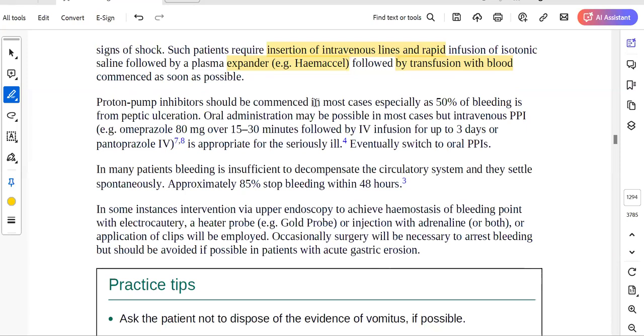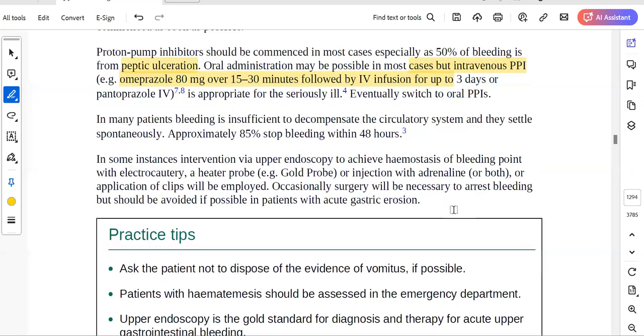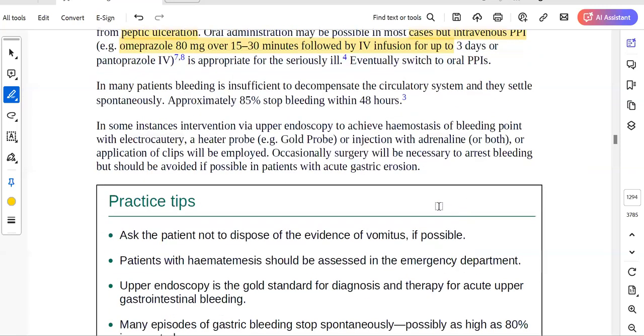Next, a proton pump inhibitor should be commenced in most cases, especially if you suspect peptic ulceration. And it's not oral PPI. Most of the time, we start them with 80 milligrams of IV PPI. Okay, so that's the second step. In some cases, bleeding can stop on its own, even with these initial measures. But if bleeding continues, then you have to send the patient for urgent endoscopy.